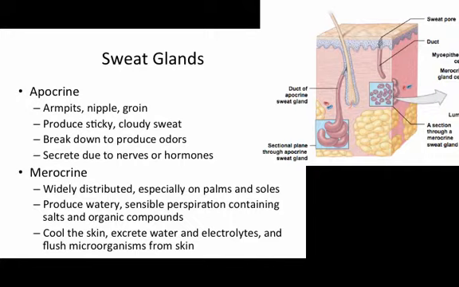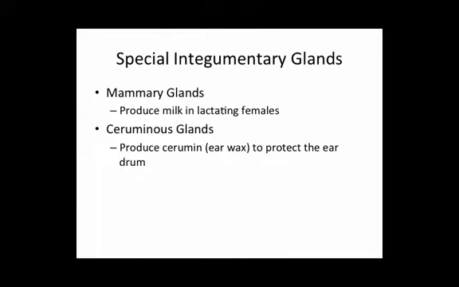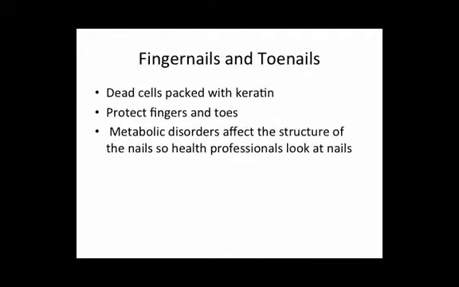The merocrine glands are more widely distributed on the body, especially on the palms and soles. They produce sensible perspiration with a watery fluid that contains salts and organic compounds. Merocrine glands cool the skin, excrete water and electrolytes, and flush microorganisms and harmful chemicals from the skin. Merocrine glands are closer to the surface of the skin than apocrine glands. Special integumentary glands include mammary glands and ceruminous glands. Mammary glands produce milk in lactating females. Ceruminous glands produce cerumen or earwax to protect the eardrum.